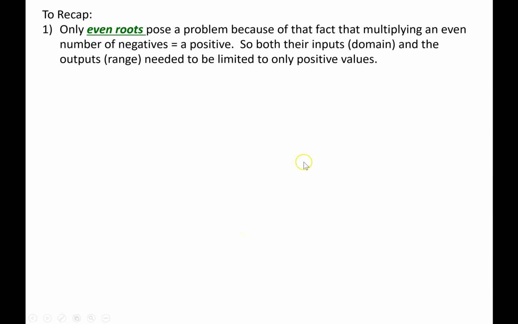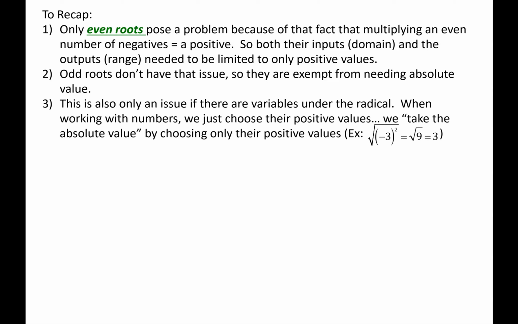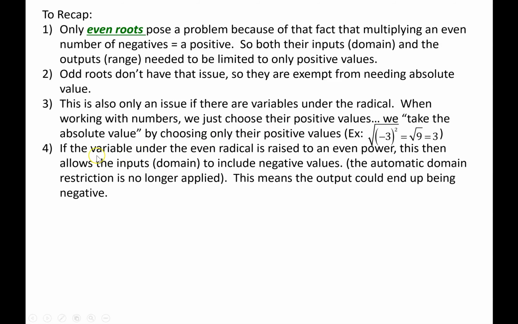So let's recap here. Only even roots pose the problem because only multiplying a negative number an even amount of times results in a positive. So it's even roots that have to have a restricted domain, right? Only the inputs can be positive, as well as a restricted range. Only the outputs can be positive. Odd roots don't have that issue. They're exempt from needing absolute value, so we don't worry about it if the root is odd, or if the index is odd. Also, we only worry about it if we're working with variables, right? If we know what the number is, we just square it, make it positive, and take the positive root. We don't worry about absolute value when working with numbers, only when working with unknowns, variables.